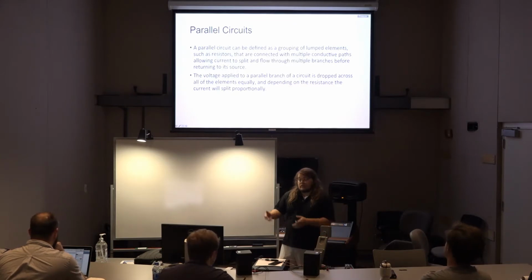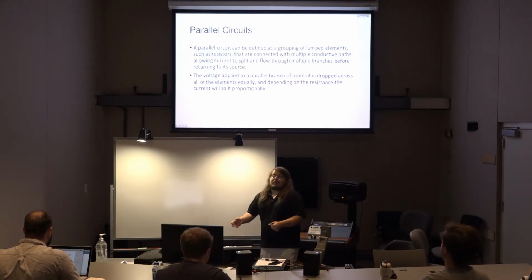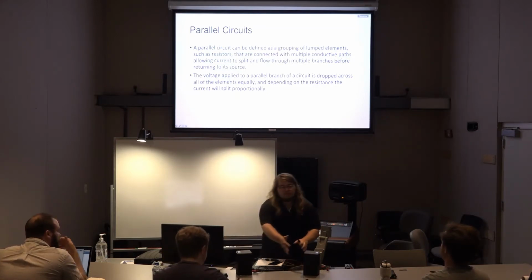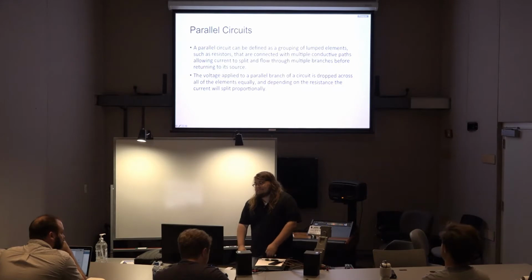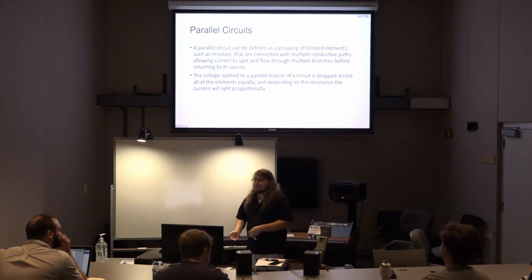And as we saw earlier, the voltage applied to a parallel branch of a circuit is dropped across all of the elements equally. Okay, so the output voltage was dropped across the parallel branch of the circuit, which is the 2 speakers hooked up in parallel. The voltage was applied equally. Depending on the resistance of each branch, the current will split proportionally. Okay.